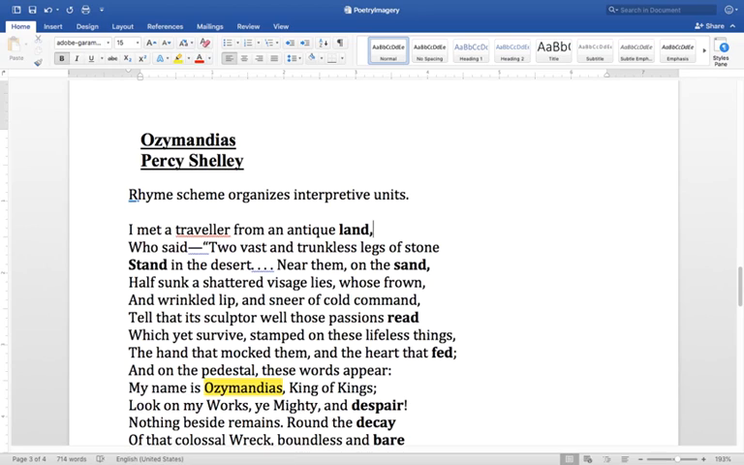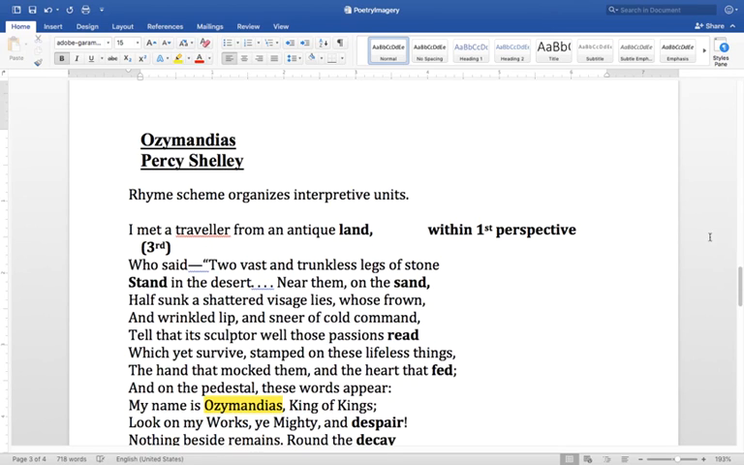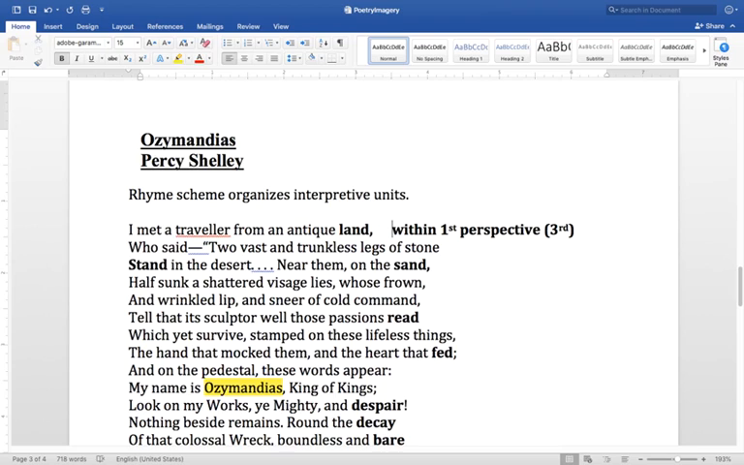And again, this idea of perspective is going to be very, very important in this poem. So whose perspective do we first get? First we get the I, but then immediately we switch over to the traveler who starts to narrate everything about Ozymandias, right? So within first-person perspective, we are getting third-person perspective, okay? And this is an interesting experiment, isn't it, right? Because we have both first and third-person perspective, right?